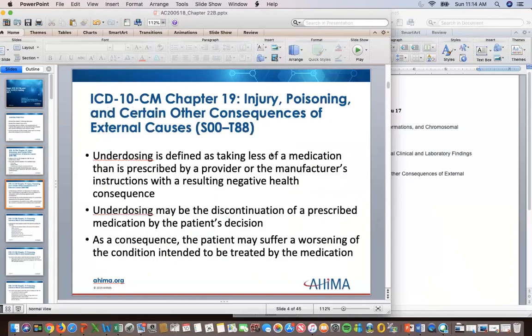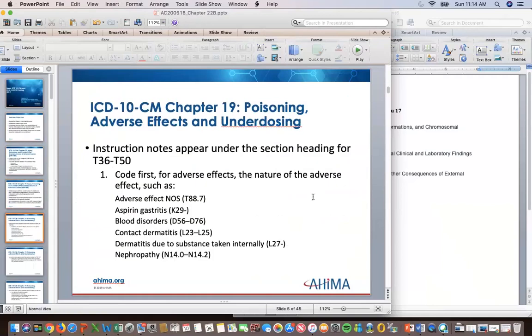So there are some definitions for underdosing again, and this is what they talk about, defined as taking less of a medication than is prescribed by the manufacturer, with resulting negative health consequences. So they do the underdosing. If you have not heard of that, as a consequence, the patient may suffer a worsening of the condition intended to be treated by that medication. So be sure to read all of your notes.